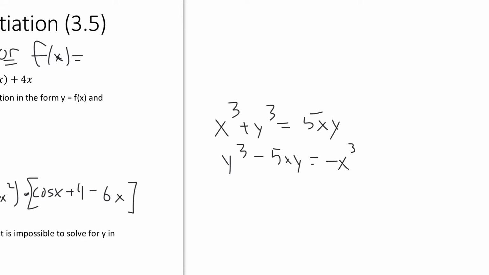But now you say, wait a minute, I was trying to move the y's to one side. Now I've got an x on this side too. This term 5xy, if I put it on the right-hand side, then I don't have the y's together. If I put it on the left-hand side, I don't have the x's together. What in the world am I supposed to do? And so the answer, of course, is we need to use implicit differentiation. We need a new technique.